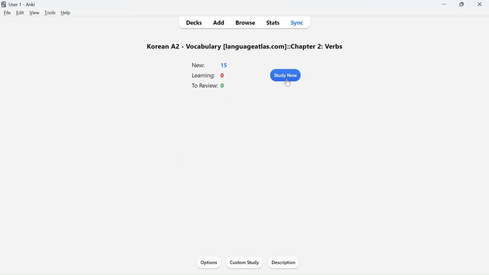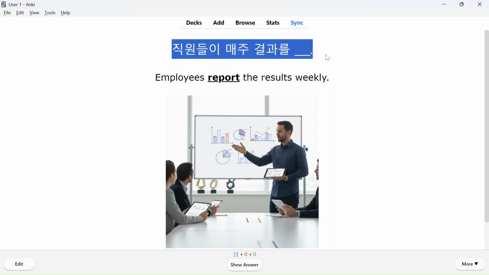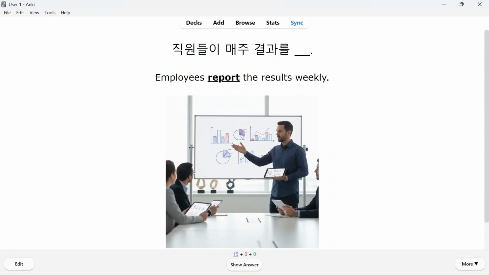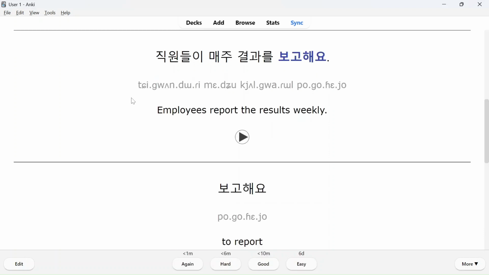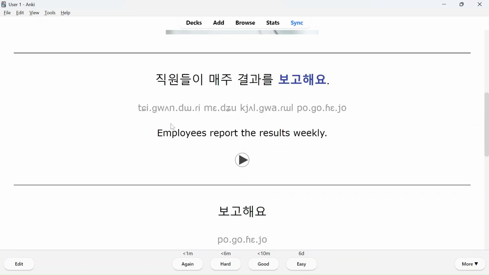Now I'd like to go to chapter 2 verbs. I'd like to click on study now. And again, we see the same setup. We have a Korean sentence with a blank area, and it's your job to know what goes inside of the blank area. We have the English translation sentence as well, with a certain part bolded and underlined. In this case, it is report. Employees report the results weekly. And we have a visual representation of the sentence and the word that we're looking for. So, how do we say report in Korean? 직원들이 매주 결과를 보고해요. 보고해요. 보고하다.